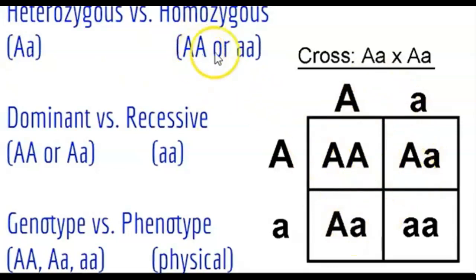Homozygous would be either capital, capital, or little, little, right? So 2 of the offspring would be homozygous. Anytime I'm referring to something dominant, you need a capital letter, so that could be capital, capital, or capital, little, or it could be little, little. And the genotype would be the letter combinations, whereas the phenotype is the physical trait.